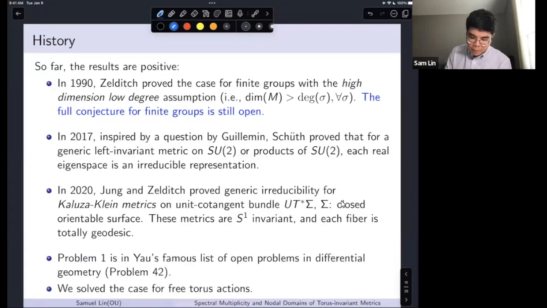Now, another result in 2020: Jung and Zelditch proved generic irreducibility for Kaluza-Klein metrics on the unit cotangent bundle. These are somewhat special metrics on the unit cotangent bundle. In particular, G is equal to S1 in their theorem. And these metrics have the special property that each fiber is in fact totally geodesic. I mentioned these three results, but there are some other results in this direction, which I omitted.